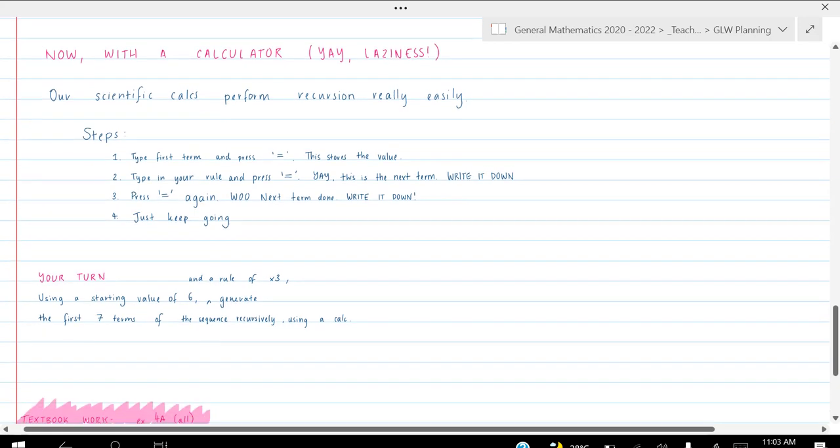Okay, so you guys have a go. Use a starting value of 6 and a rule of multiply 3. Generate the first 7 terms of the sequence recursively, so one by one, using a calculator. So at this point, pause your video, go off, 6 times 3 times 3 times 3, until you have the first 7 terms of the sequence.